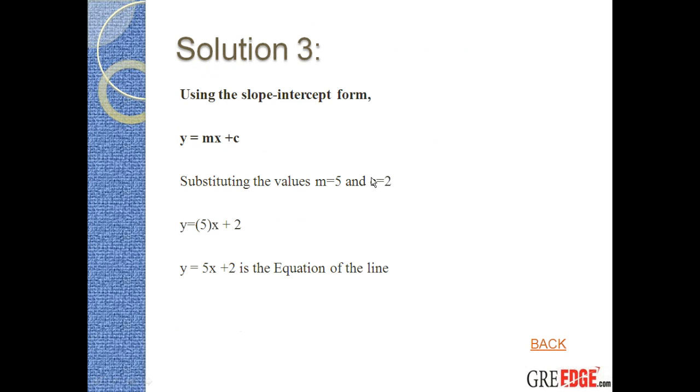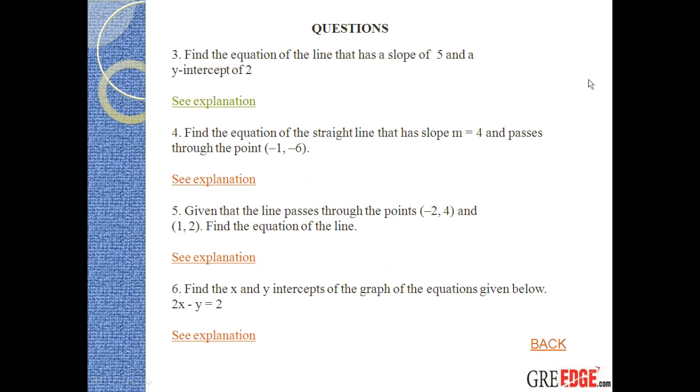Okay, so the next question asks, find the equation of the straight line that has slope m is equal to 4 and passes through the point minus 1 comma minus 6. So what is given in the question is slope m is 4, point on the line is minus 1 comma minus 6. So we have to find the equation of the line. Many of you have got the right answers. So we have to use the point slope form here. Okay, so let's see the explanation for it.